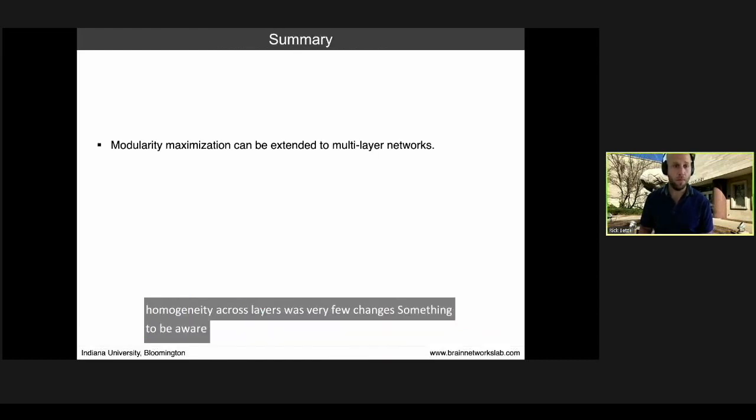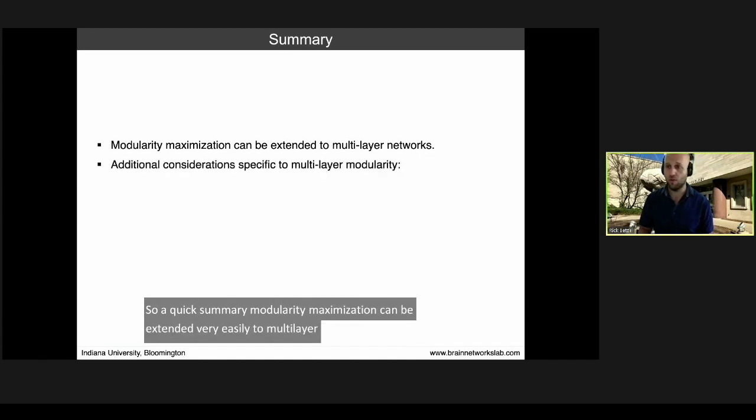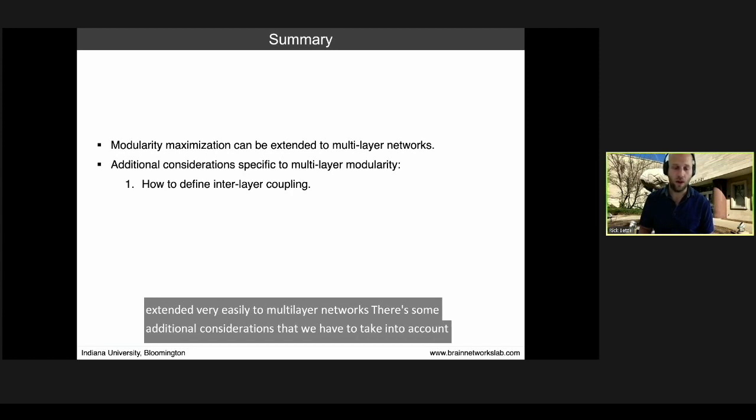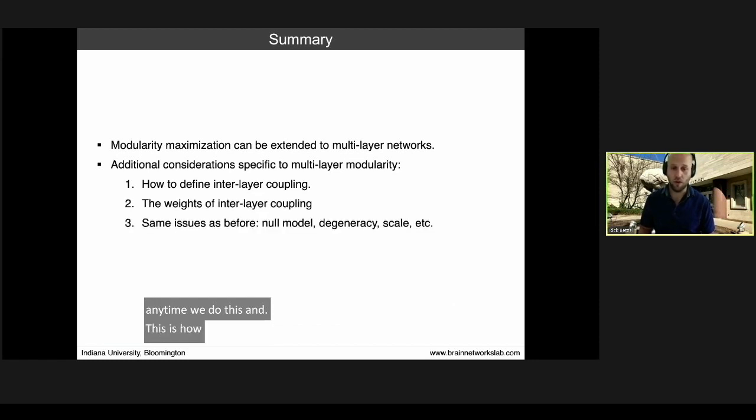So a quick summary. Modularity maximization can be extended very easily to multi-layer networks. There are some additional considerations that we have to take into account anytime we do this. This is how we define our interlayer coupling, whether it's categorical or temporal, and what the weight of that interlayer coupling should be. And just like with the single layer case, we need to think deeply about what null model we're using. We need to think deeply about the degeneracy of the solution landscape and the scale, the gamma value, at which we're detecting communities.